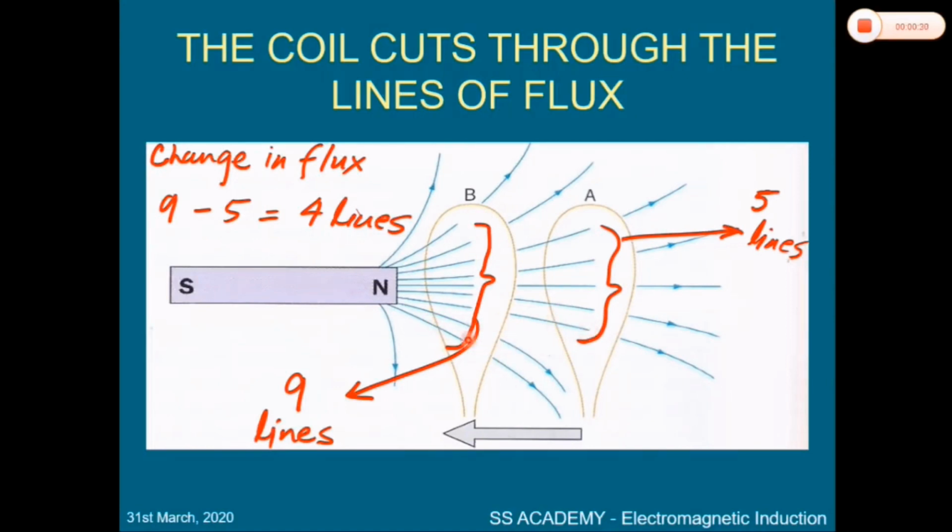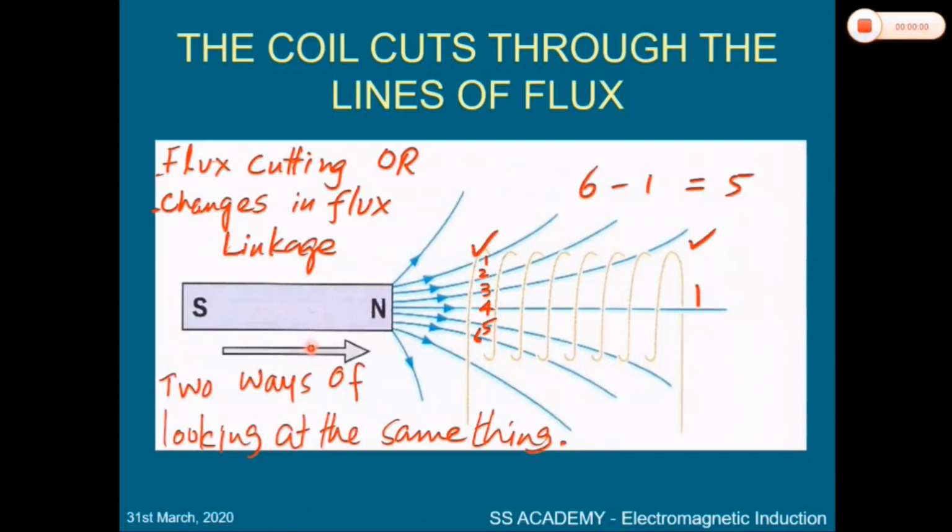Now what happens? As an example, when the coil is moved from position A to position B, we say the number of lines of flux linking it changes from 5 to 9. Lines of flux 1, 2, 3, 4, 5, and here these are 1, 2, 3, 4, 5, 6, 7, 8, 9. So we say a change of 4, or we say that the coil has cut through 4 lines of flux. So these are two ways of describing the same thing, as I have mentioned initially.